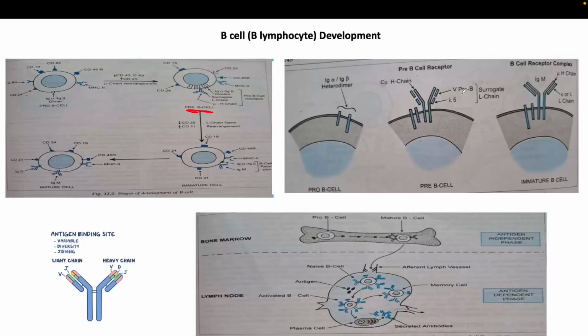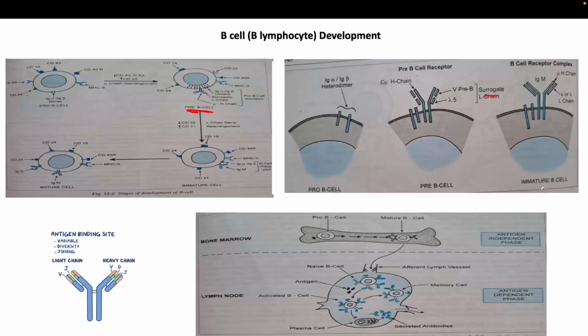This is the variable region of the light chain, which is called VpreB, and this is the constant region of the light chain, called lambda 5. The whole light chain is called the surrogate light chain because it is still not completed. Then it will be converted into the immature B cell, because now the light chain rearrangement will take place.